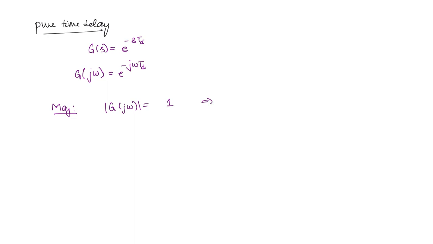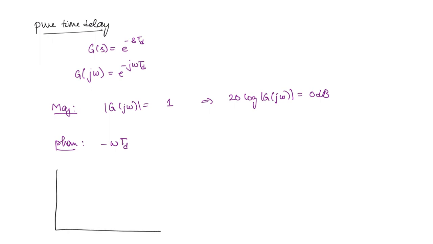Then in dB what will be the magnitude? 20 log G of J omega is equal to 0 dB. So that means the magnitude plot is a constant, which is 0 dB. Then what about the phase? The phase is going to be minus omega TD. So as frequency increases, the magnitude of the phase will increase, but in the negative direction. So now you can draw the Bode plots.